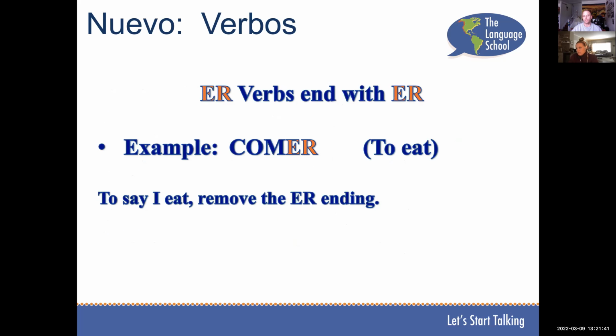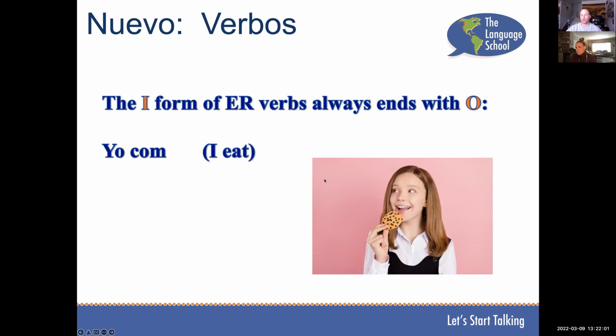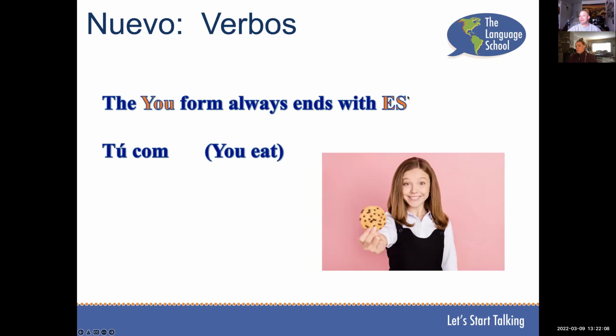All right. So now we've got what we call an ER verb. Exact same thing, ends with ER. To eat is comer. So again, this ER ending is like the word to in English. So the first step to saying I eat is we remove that ER ending and we get our base, com, in this situation. Now we're going to add back an O again to say I eat, yo como. To say you eat, this time we add back ES because it's an ER verb. Tú comes. Does that make sense?